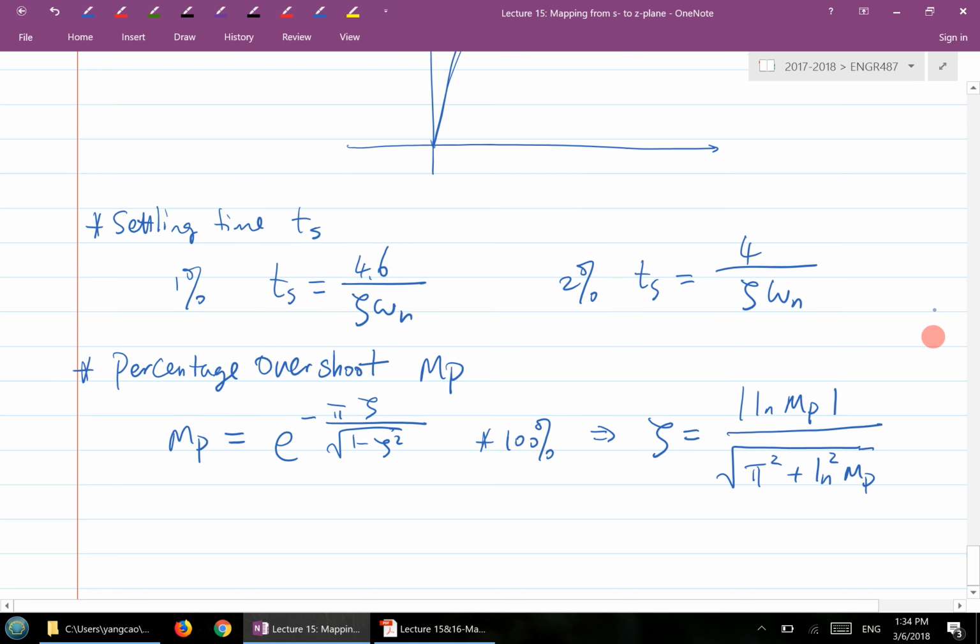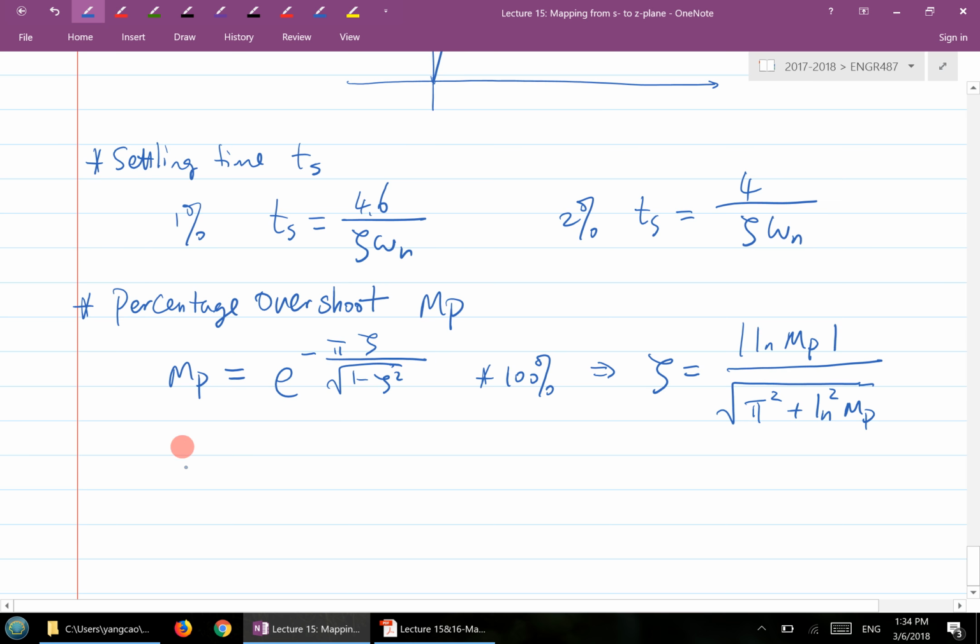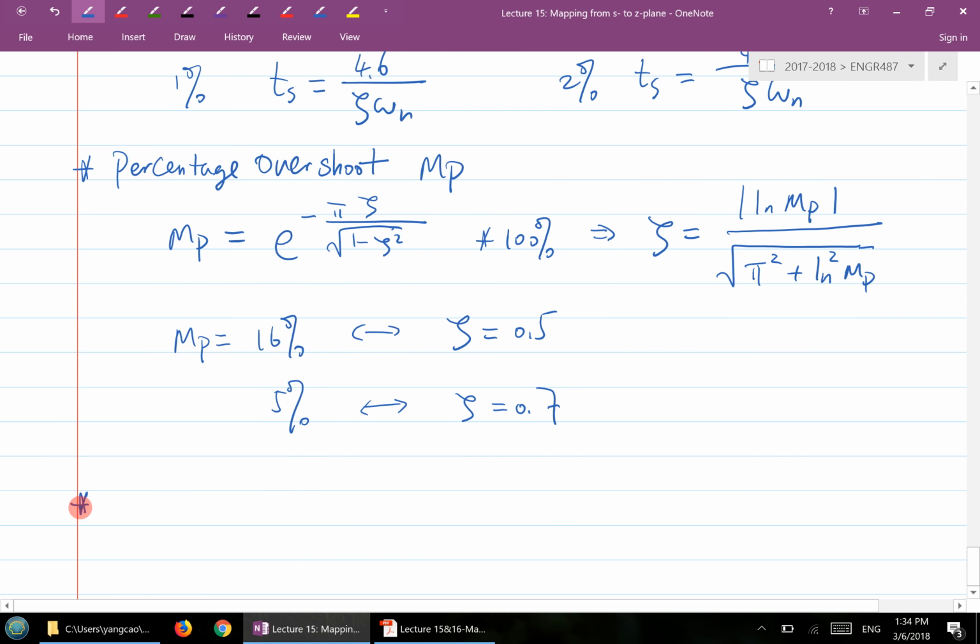Some very common relationships: if your MP is 16%, the corresponding zeta is approximately 0.5. If you're looking for 5%, the zeta should be approximately 0.7, right? So the bigger the zeta, the less overshoot for sure. That's the second important parameter, percentage overshoot. And when you design in the continuous domain, those are basically the specifications that you rely on to design your controller.